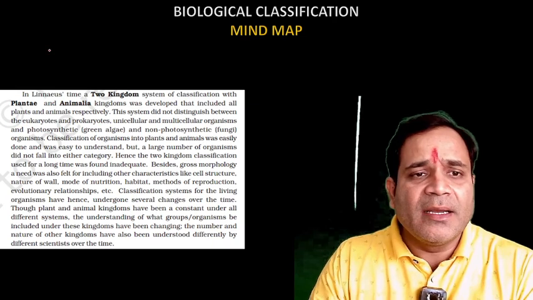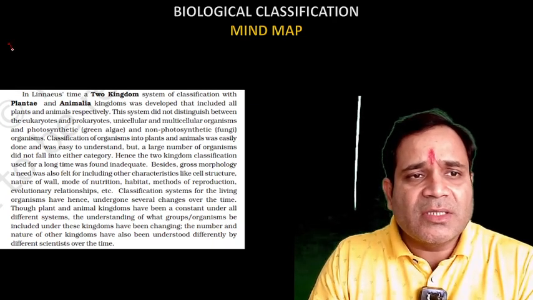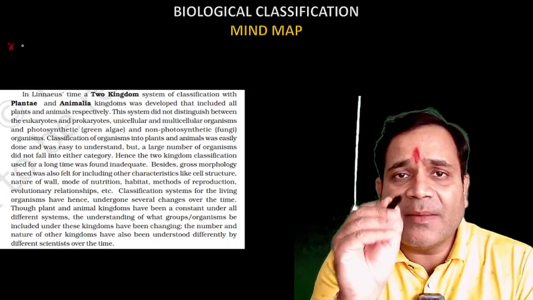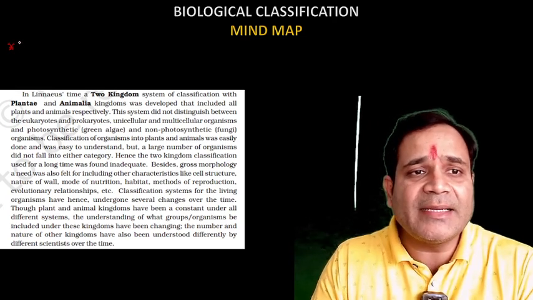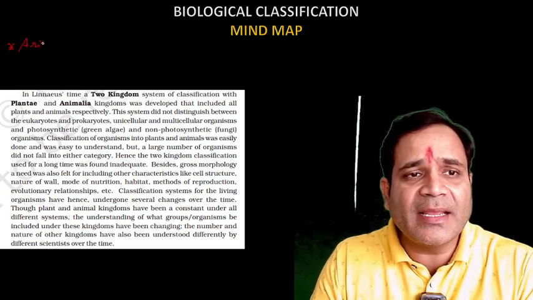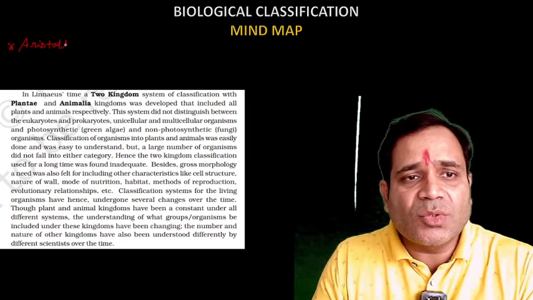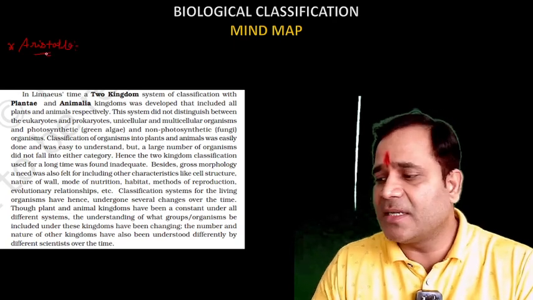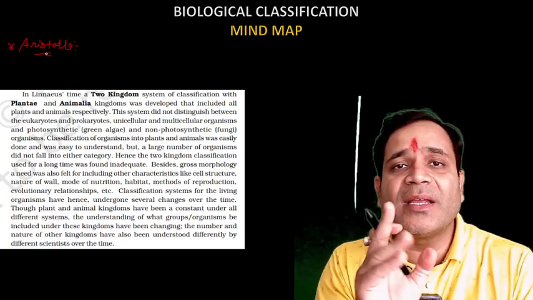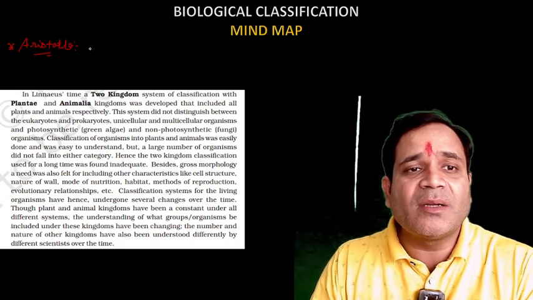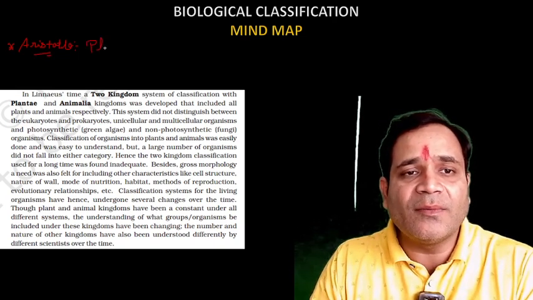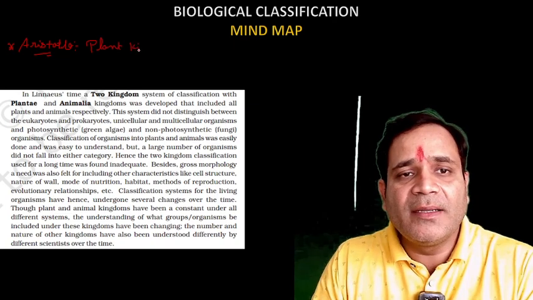See, here I'm going to tell you about the scientist. You might have heard the name, that is Aristotle. Yes, what I'm saying. Aristotle gave what? Two kingdom classification, my dear. See what I'm saying. Two kingdom classification. That is what? Plant kingdom and animal kingdom. One is what? Plant kingdom.